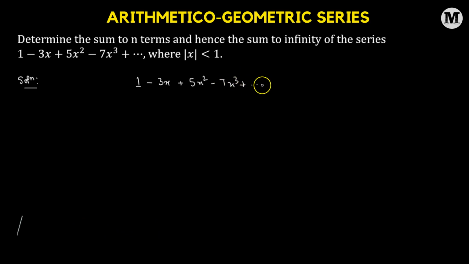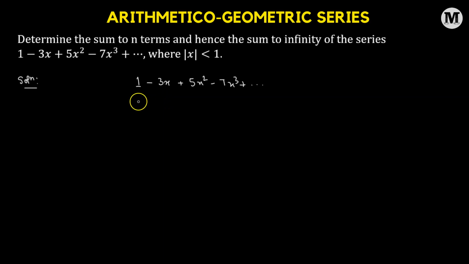Now here, this is neither an arithmetic series nor a geometric series. It's not an arithmetic series because we do not have a fixed common difference. We can pick any term in the sequence, and if we subtract the previous term from it, the result is not going to remain the same. So that's why it's not an arithmetic series. Similarly, it's also not a geometric series because it does not have a fixed common ratio. However, this particular series is composed of an arithmetic progression and a geometric progression.